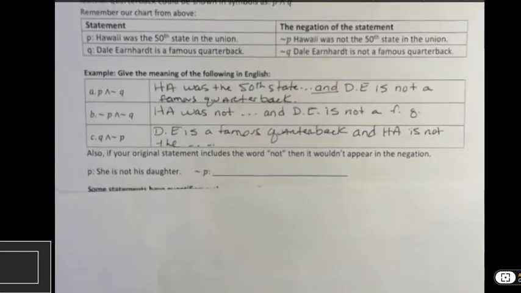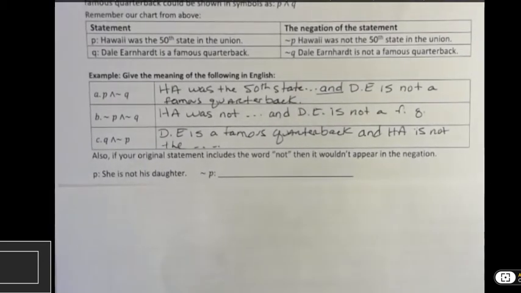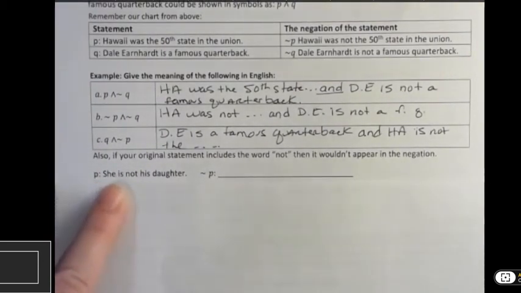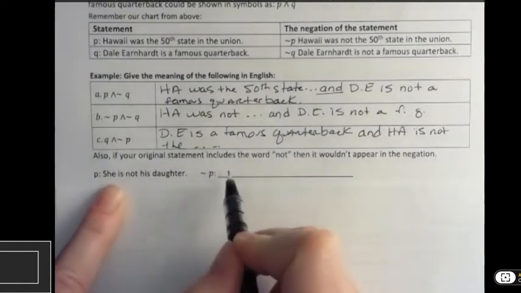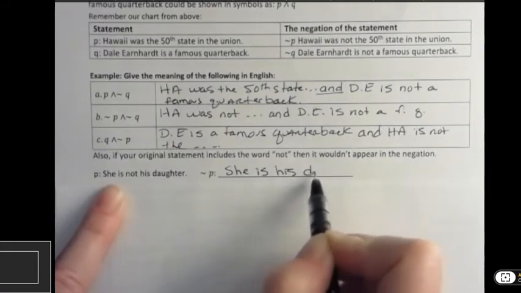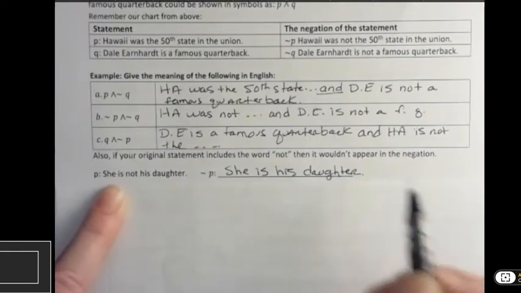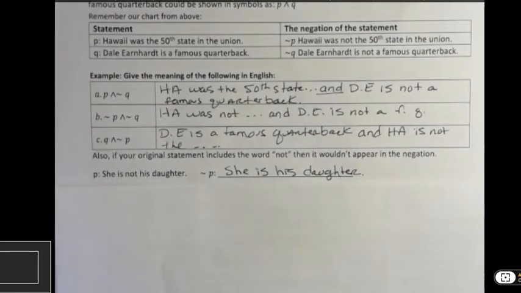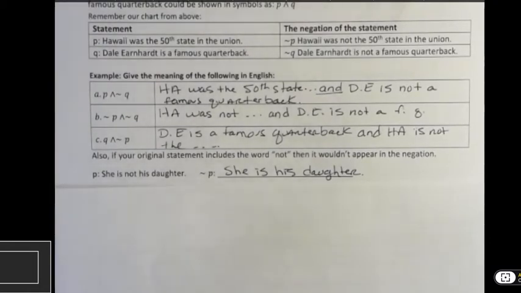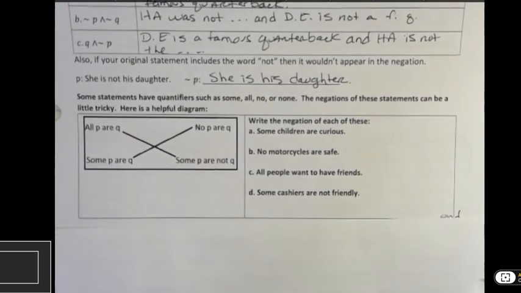Okay. Also, if your original statement includes the word not, then it wouldn't appear in the negation. So how would you write the negation of P if P was she is not his daughter? Then the negation of that is she is his daughter. But when you do your homework, if you're writing the original statement, if they just say, write this statement, you'll see as we translate later, we always want to start off, typically, with a positive, non-negative statement, not with the negative to start with.